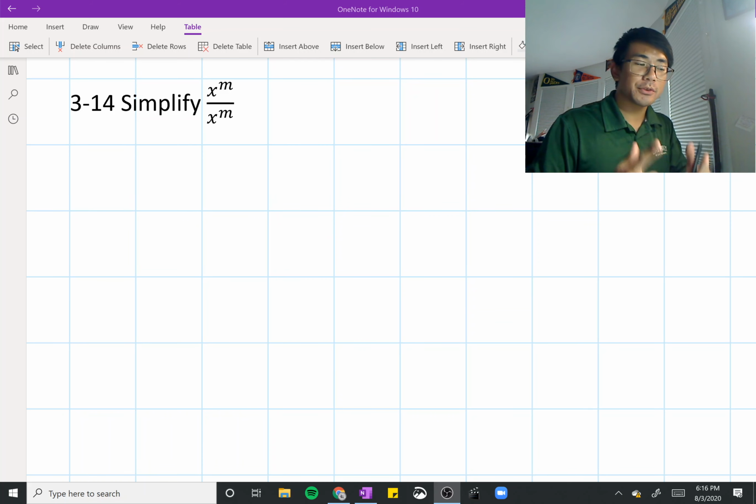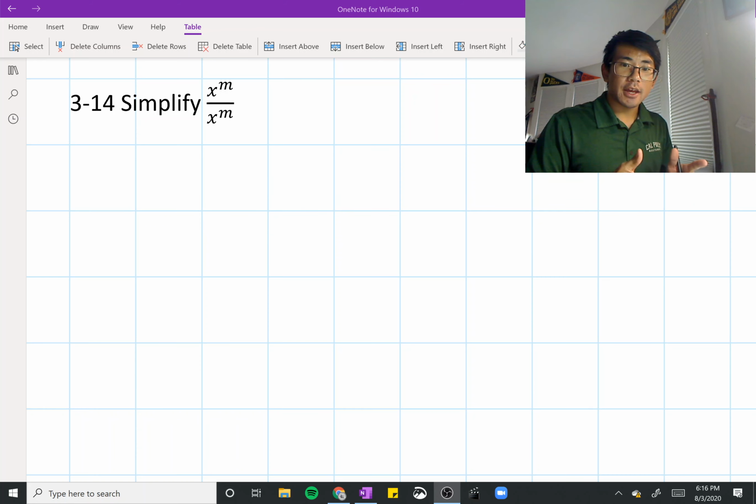Welcome back, algebra folks. Here, we're going to take a look at simplifying this seemingly harmless expression, but one that I think is actually very interesting. The expression that we're going to look at is x to the m divided by x to the m. And there's kind of two approaches that we could take with this. One would be to just think about it logically.